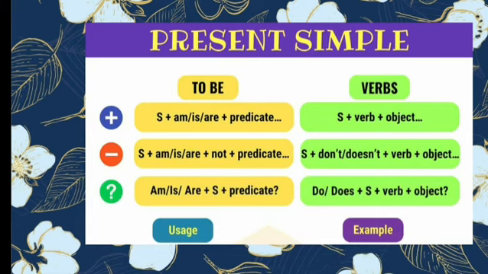Okay, next, the present simple grammar structure. Positive: the rules are subject plus to be plus predicate, or subject plus verb plus object. Negative: subject plus to be plus not plus predicate, or subject plus don't or doesn't plus verb plus object. Interrogative: am, is, or are plus subject plus predicate, or do or does plus subject plus verb plus object. That is the grammar structure.